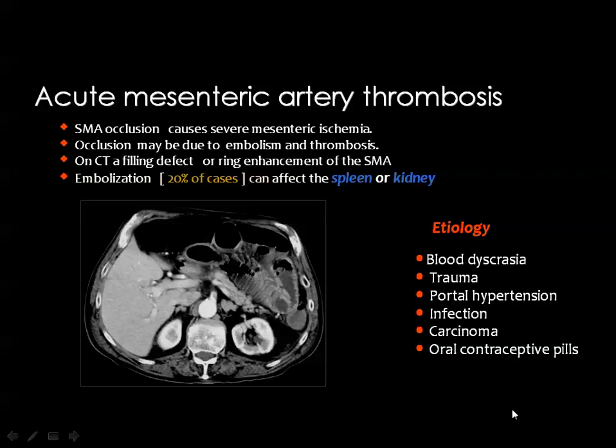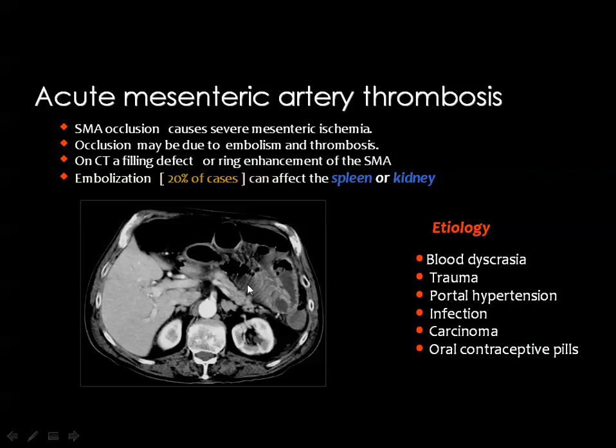This pathology can be easily diagnosed using the usual multi-detector CT or even CT angiography of the mesenteric vessels. In this case, this is the aorta, and the vessel coming from the anterior aspect of the aorta is the superior mesenteric artery, and you can appreciate the presence of a thrombus inside the artery.